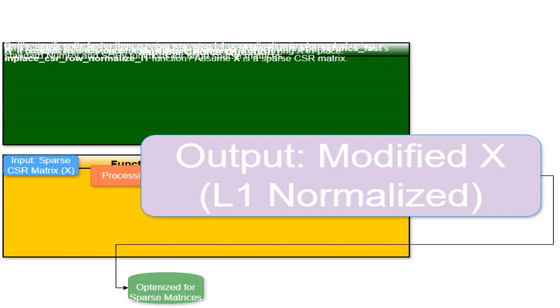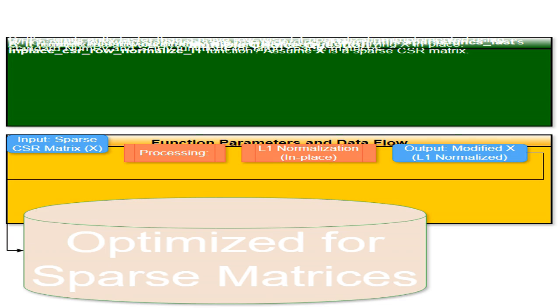After the processing, the function returns the modified matrix X. Each row is now scaled to have an L1 norm of 1. This is a crucial point. This function is specially designed to work efficiently with sparse matrices, like our CSR matrix. It avoids unnecessary calculations on the many zero elements, making it much faster than general-purpose matrix operations.